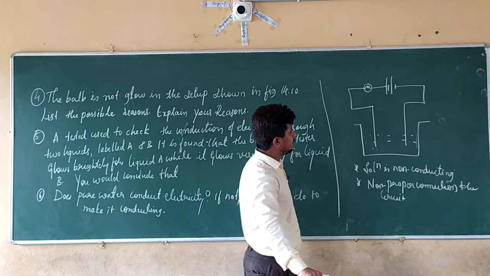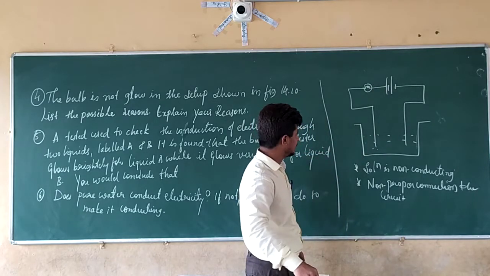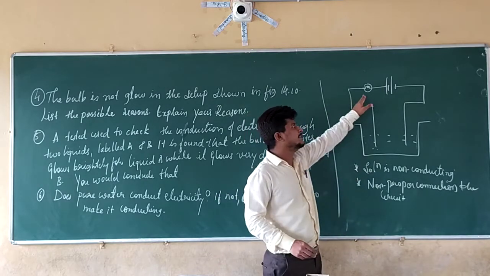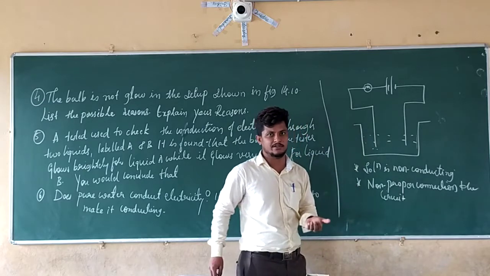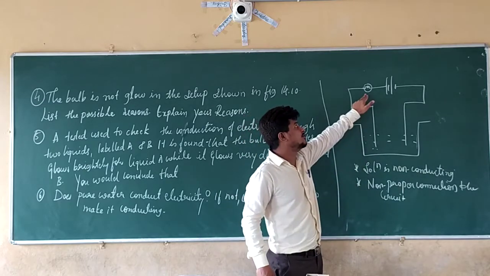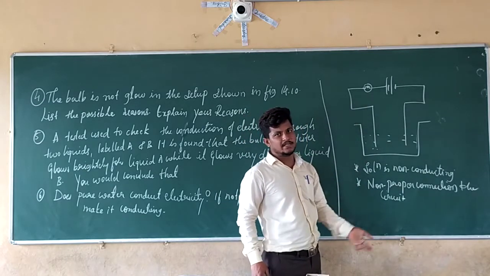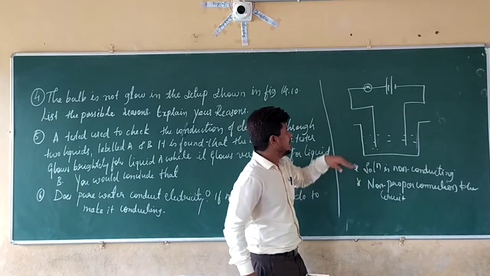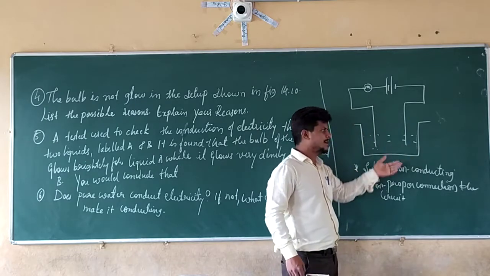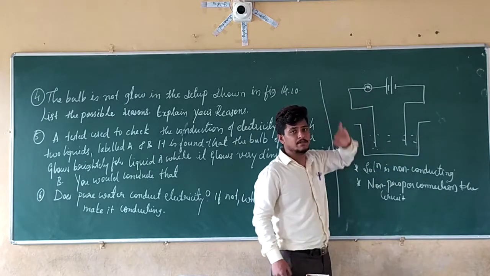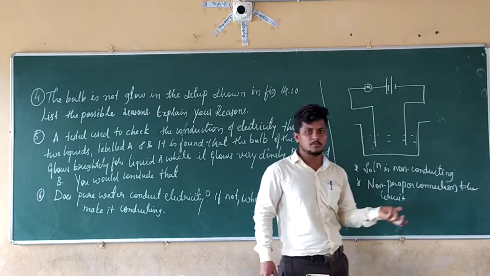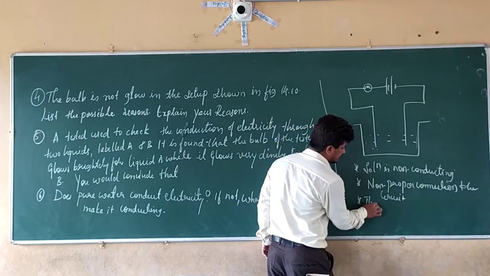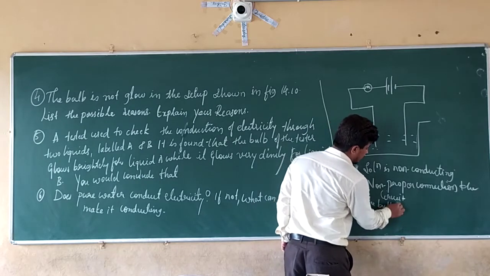What will be the third reason? The bulb which is used here is a damaged one. If it is damaged, it is not going to glow. If you take a damaged bulb and connect it to a conducting material, is it possible that the bulb will glow? No, it is not possible. So the third reason may be that the bulb is damaged.